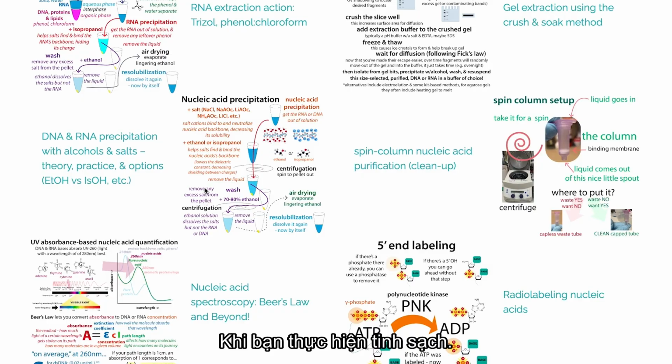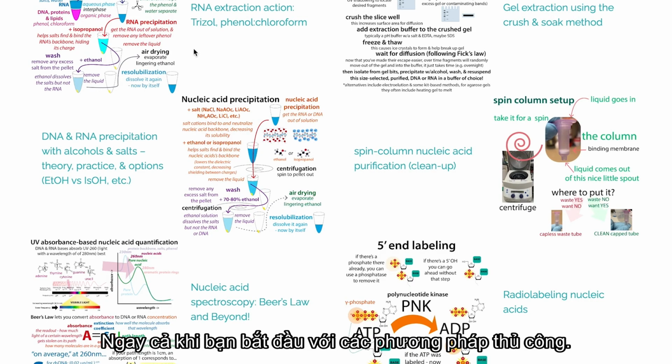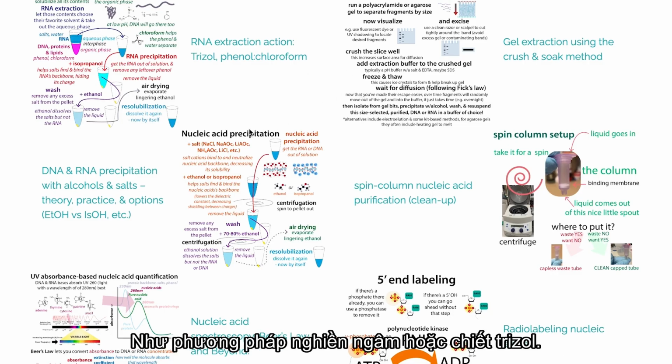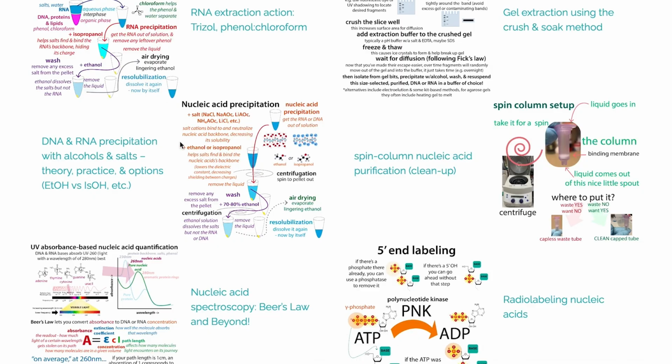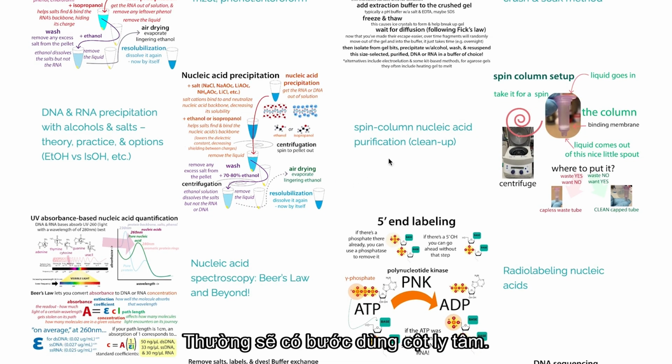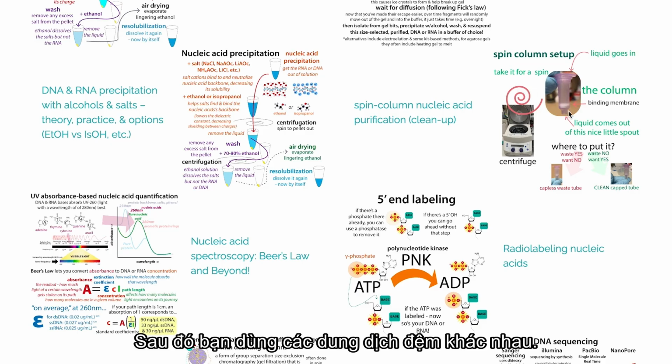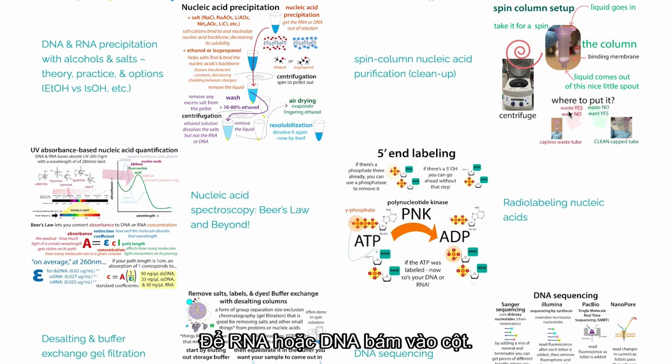When you're doing a purification, even if you start with one of these more manual intensive methods like a crush and soak or like a trizol extraction, like a precipitation, there's often going to be some sort of spin column, a method where you have some sort of purification using a column. And these columns basically have this membrane, and then you use different buffers, so different solutions, to try to get the RNA or the DNA to bind to the column and be able to wash other stuff off, and then change the condition so that the DNA or the RNA come off the column and come through.